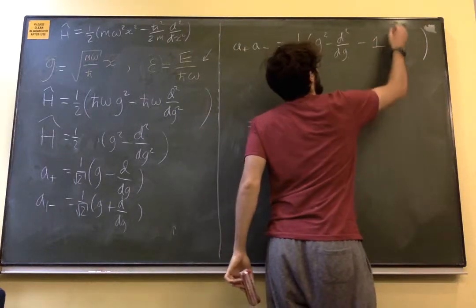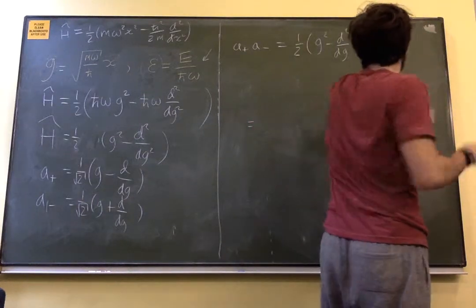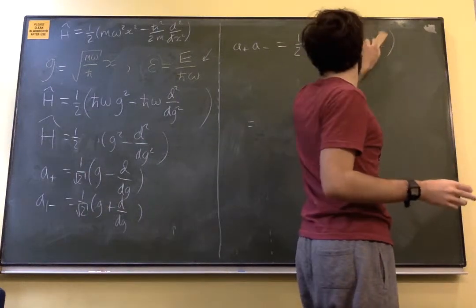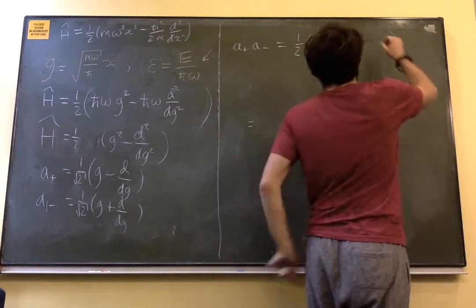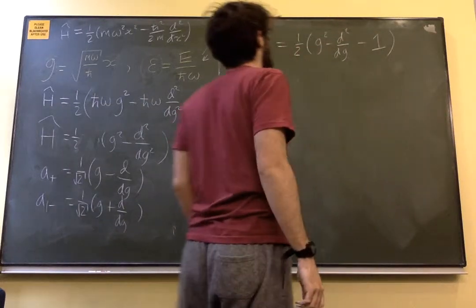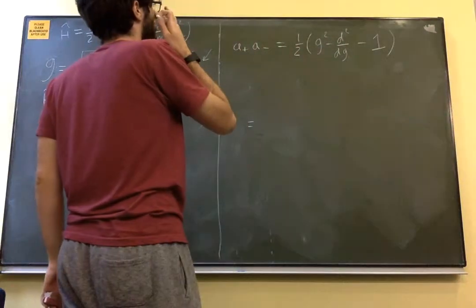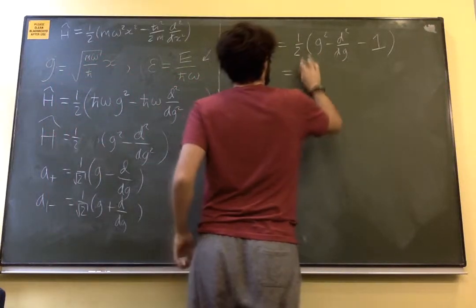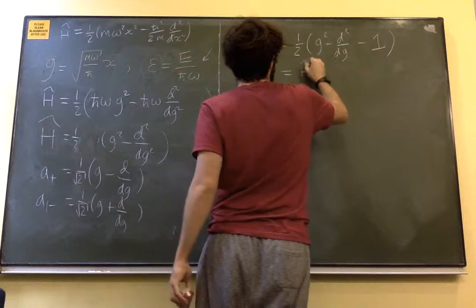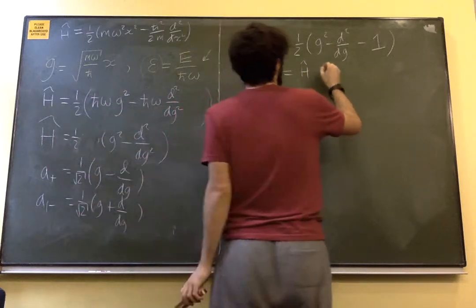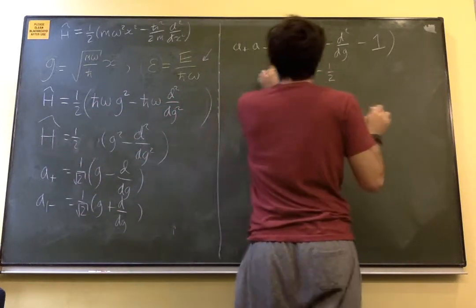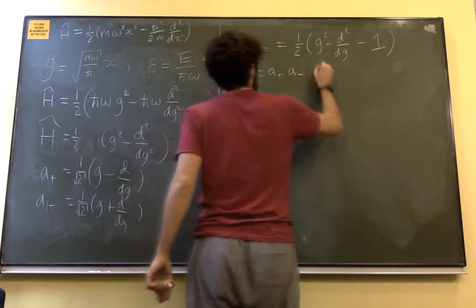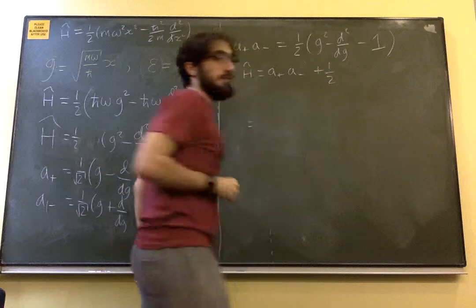Be careful, technically speaking, this is minus the unit operator. But I won't bother. Everything here are operators, but I'll just call this one. Notice that this right here, I can split up as the Hamiltonian back, and -1/2. So the Hamiltonian is a plus a minus plus 1/2.